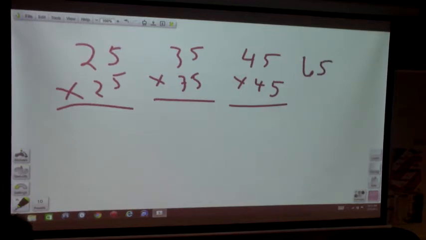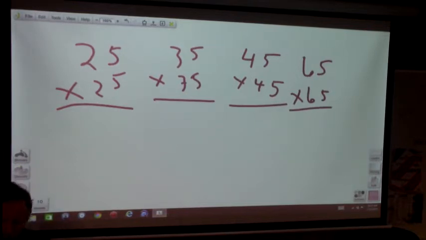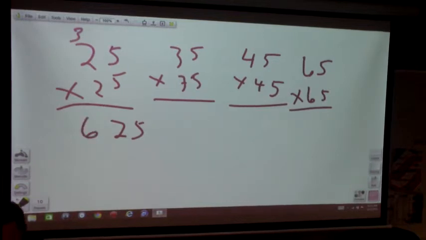And it has to be like this, where it's just the 5. 75 works, of course 15 works. It always ends in 25. And what goes in the front end is this top number times its number plus 1, so 2 times 3. What is 25 times 25? 625. 35 times 35: 25, 3 times 4 is 12, 1,225.